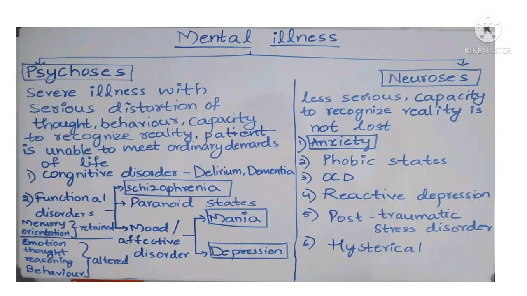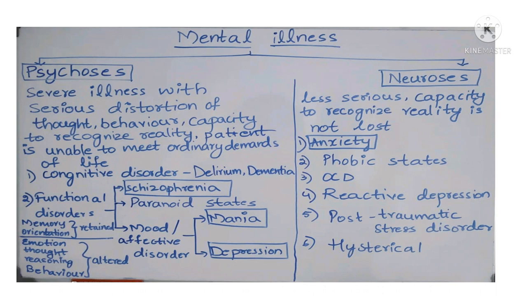Here in psychosis, the person experiences hallucinations, that is, experiencing something which is not present, which is not real. That is the loss of capacity to recognize reality. But in neurosis, he will not experience hallucinations. So psychosis includes cognitive disorders and functional disorders. Under cognitive disorders, we have delirium and dementia.